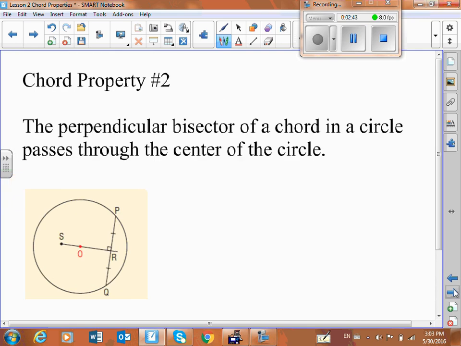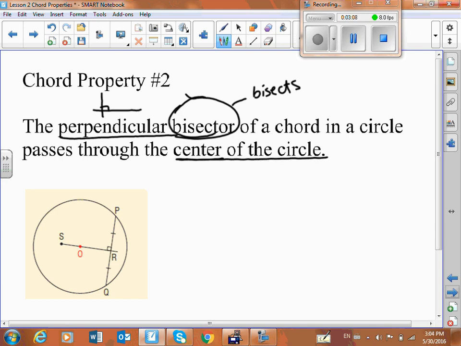All right, take a look at property number 2. The perpendicular bisector of a chord in a circle passes through the center of the circle. Okay, find our words. Perpendicular. So there's our perpendicular. Bisector. So there's our bisects, cut in half. So the perpendicular bisector of a chord in a circle will always pass through the center of the circle. So there's our 3rd.